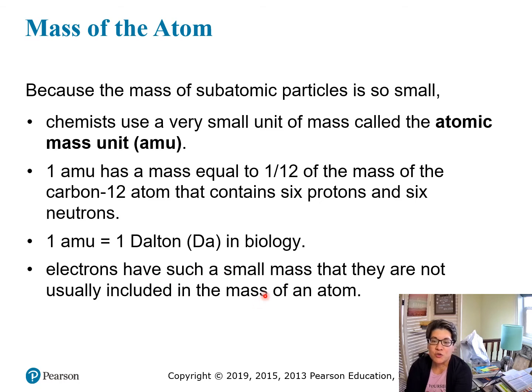Electrons are super, super tiny compared to the mass of a proton. They're like 1,840 times smaller than the mass of a proton. So they're 1,840th of an AMU. And then protons and neutrons are roughly the same mass. So protons and neutrons roughly weigh the same as an AMU.